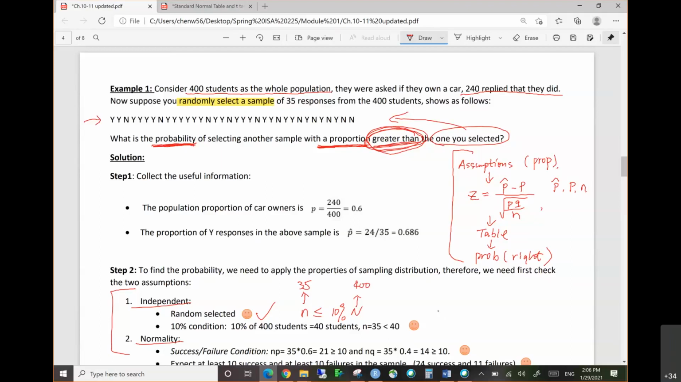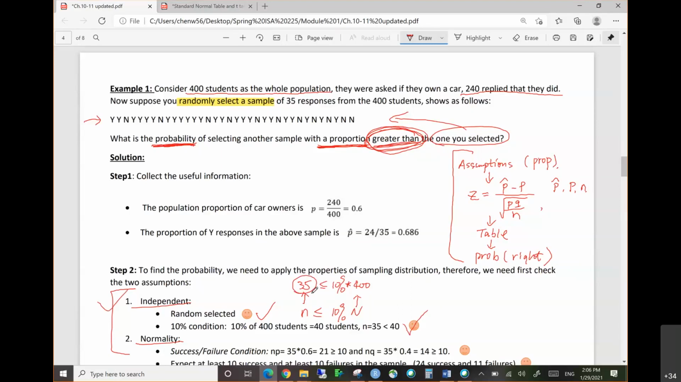Thank you, Alex. All right, so now n is the sample size, n is 35, whether it is less than 10% of 400? Yes, right? So in this case, this 10% condition is also checked. All right, so the independence assumption is satisfied.